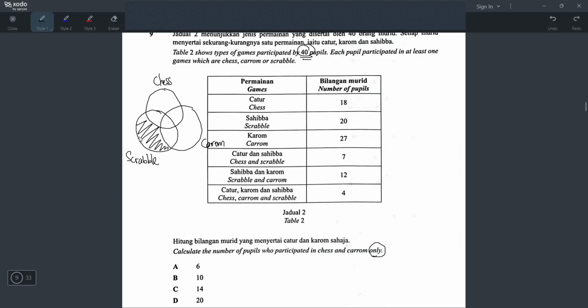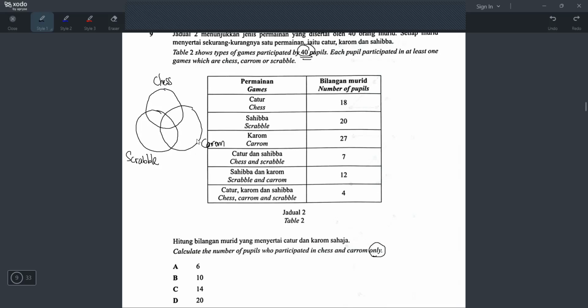This is Scrabble only. The word only is very important. Okay. What about here? What is this? This is chess only. So if it's chess only, then only I can write here, right? But if I say chess, it's including these three also I have to take. Okay. Now, what if I said carom only? It will be here only, right?